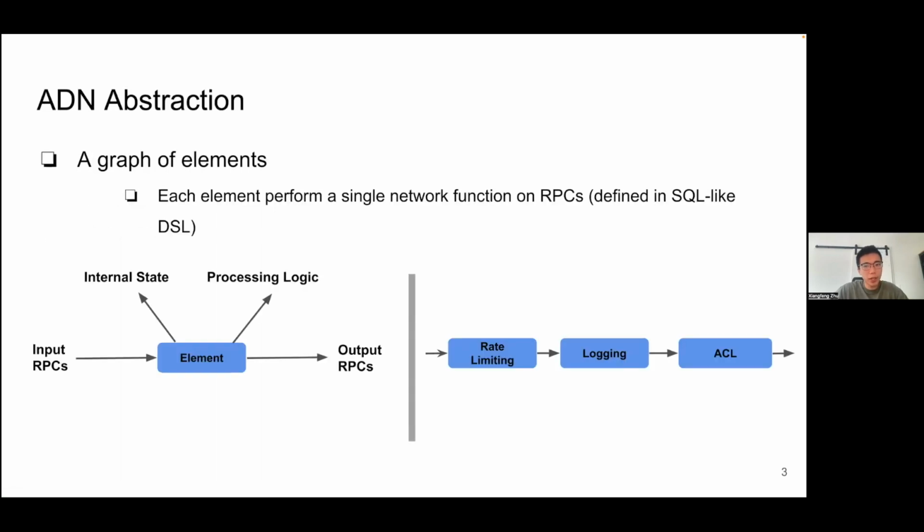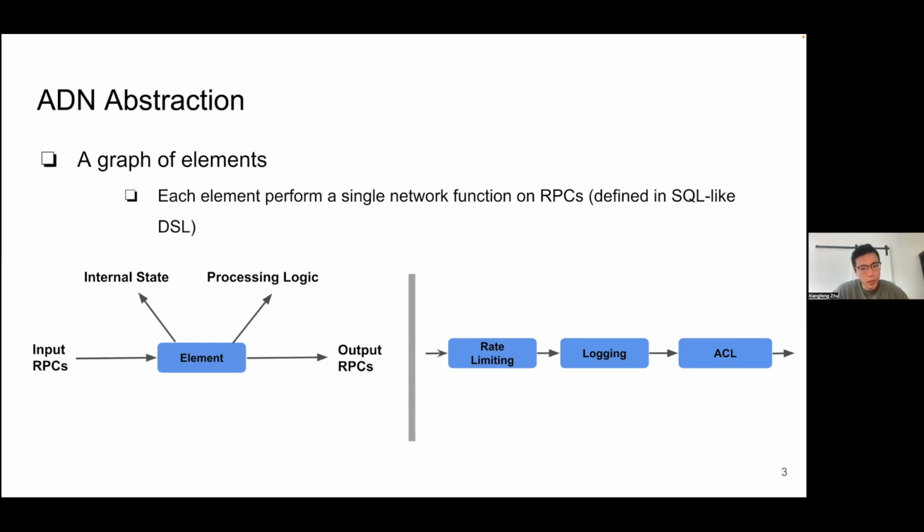So we view the communication between each pair of microservices as a graph of elements. And elements here you can think of as similar to Envoy filters in some sense. They process a single function on the input RPCs, which is defined in a SQL-like DSL. The workflow of each element is shown in the bottom left figure. The input is a list of RPCs, which we model as a table. And the element consists of some internal state and some processing logic. And finally, it generates an output table, which is passed on to the next element or the transport.